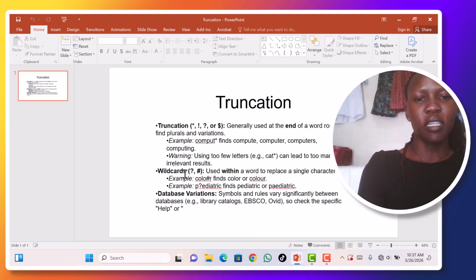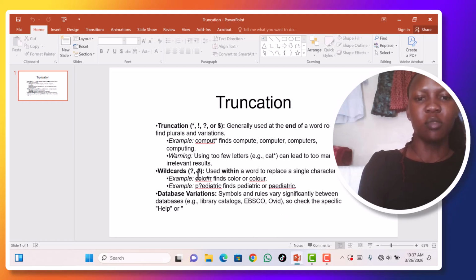Now we come to wildcards. At first I mentioned wildcards, but it's wildcards. We have question mark, hash, used within a word to replace a single character. That means, maybe let's go to an example for you to understand.